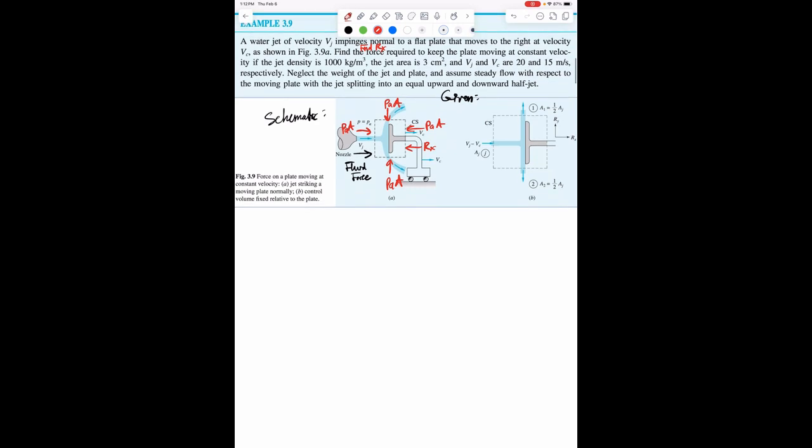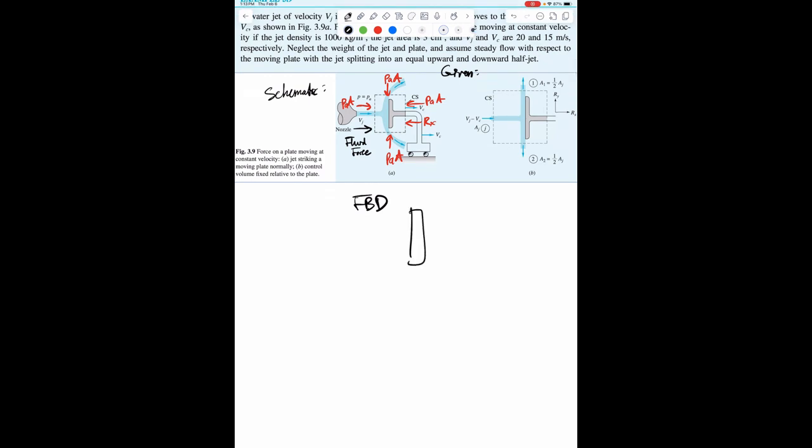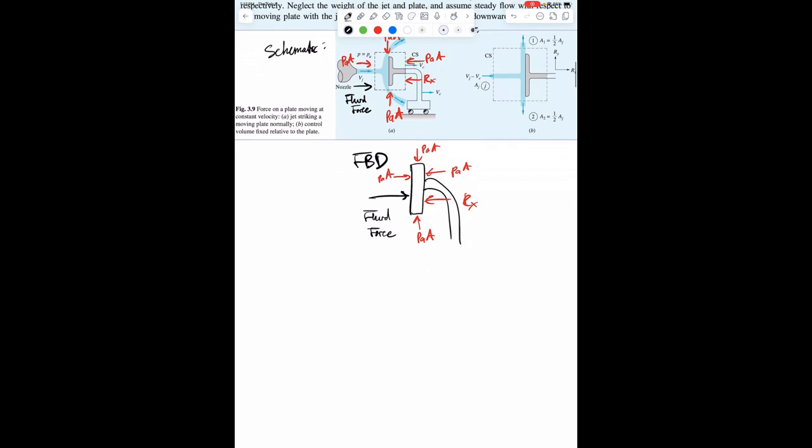Okay, so let me draw a free body diagram. So here we have our plate on a cart. And we're experiencing fluid force, reaction force, and pressure force on all surfaces. So that's our free body diagram. And quickly learn some assumptions. And we're using standard assumptions we've been using whenever we deal with these momentum problems, which is steady state and 1D inlet outlet.